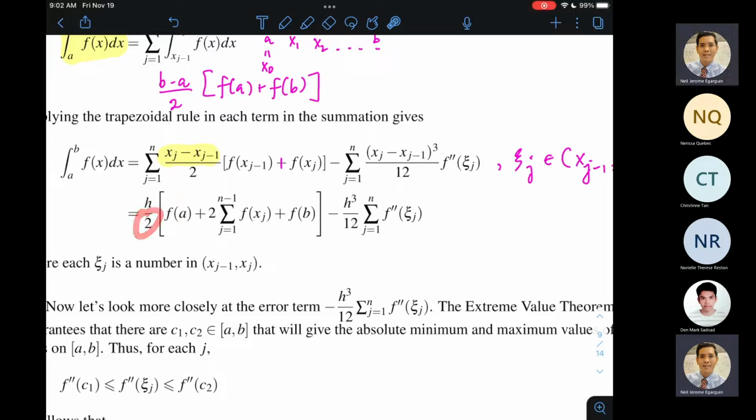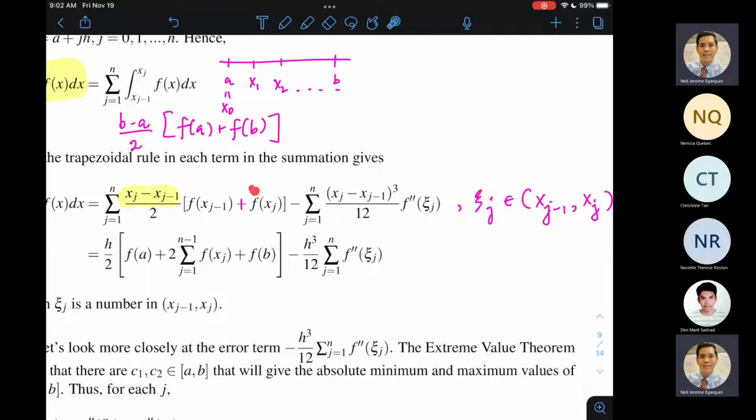And then you take the over 2 there. Tapos ngayon, itong h over 2 na supposedly andito, hindi na siya dependent sa j, so this factor can come up or come out of the summation. That's how I got this. Right? And then let's see the expansion of the remaining term.